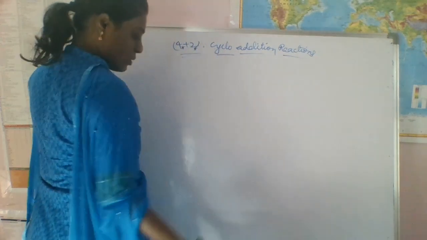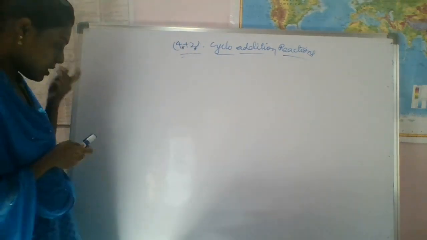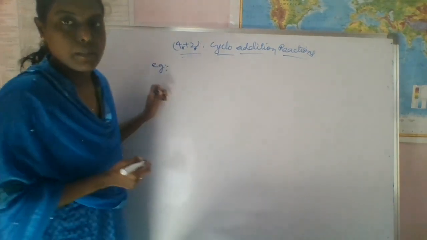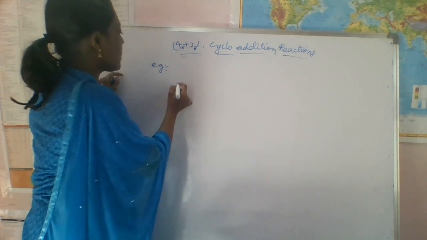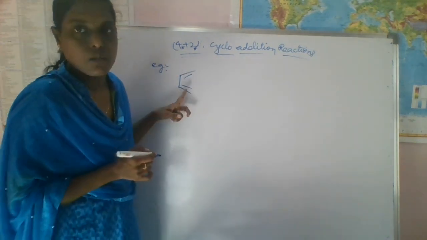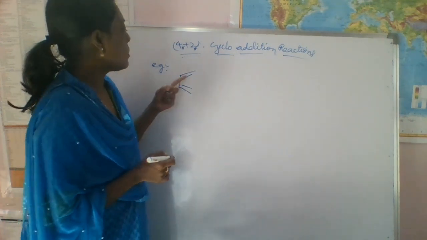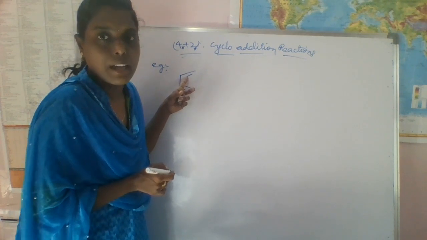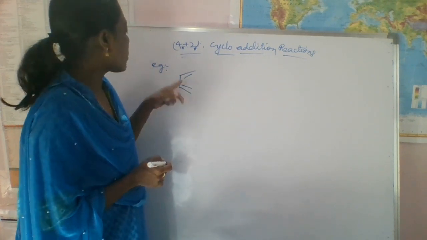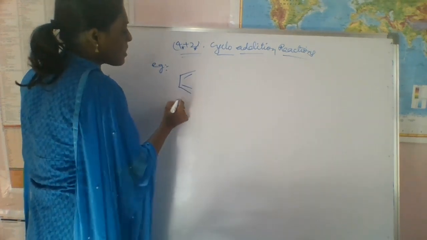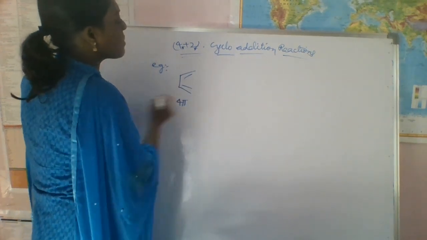So for the 4 plus 2 cycloaddition reaction, for example, we have to take a 4 pi electron system, right? So what is it here? How many electrons are there? Here 2 pi electrons, right? One pi bond means 2 pi electrons are involved. And here also 2 pi electrons are involved. Totally how many electrons are there? Here 4 pi electrons are there, right?